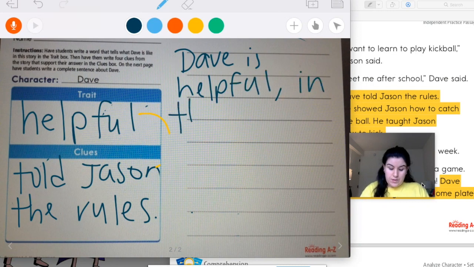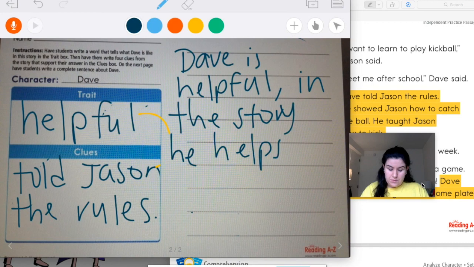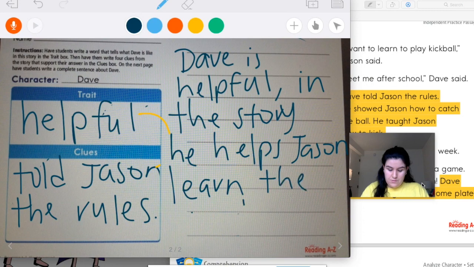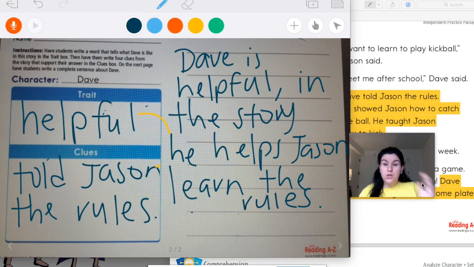In the story, he helps Jason learn the rules. Great. So there's more than one way you could have written this sentence, but just as long as you're including the trait and the clue, you did everything you needed to do.